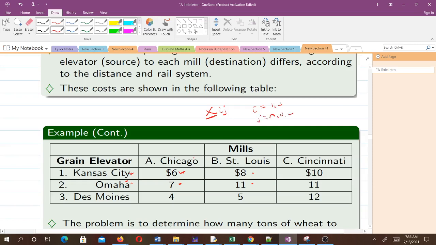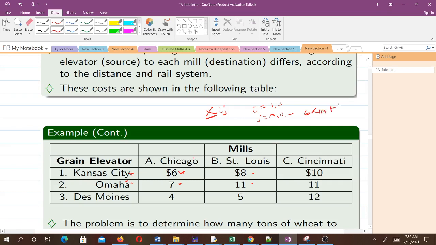so xij be a set of decision variables where i runs from 1 to 3 and j is a, b, c. So you could see that the cost for transporting from Kansas City to Chicago is $6, and so this will give us 6x1a. Kansas City is 1, Chicago is a, so x1a.